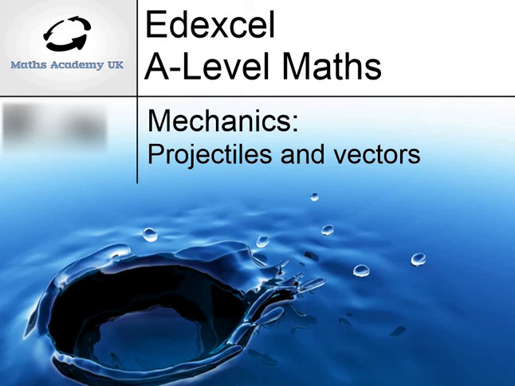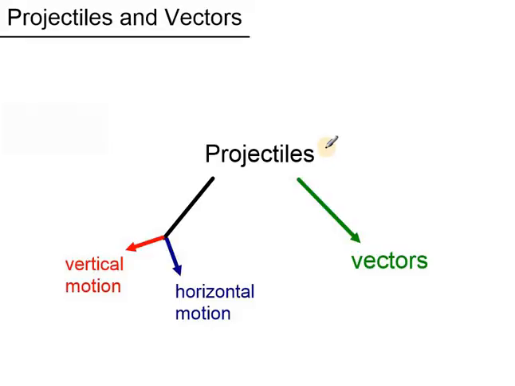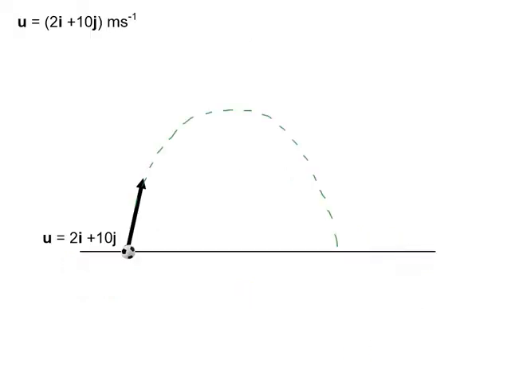Solving projectile problems using vectors. Projectiles using vectors in component ij form or column vector form. This ball is projected with an initial velocity of 2i plus 10j meters per second. We could give that same velocity using column vector form.